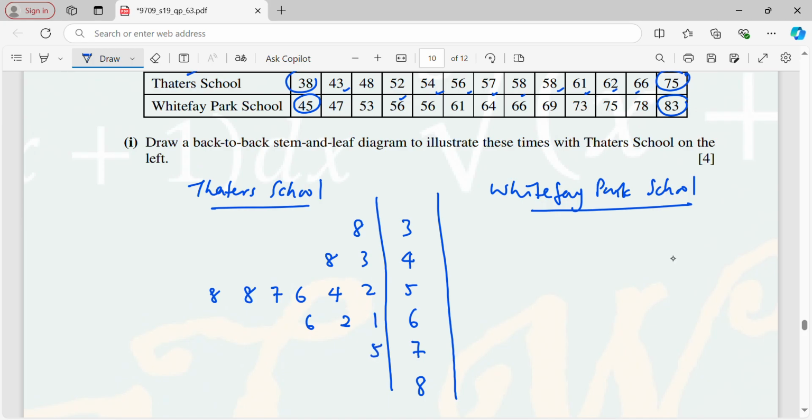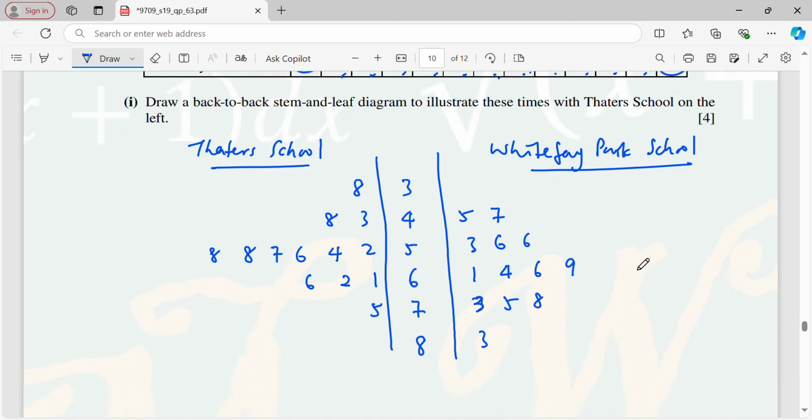The second school will be 45, 47, 53, 61, 64, 66, 69. So I will just write down the second figure. Then 7, 3, 5, 8. Lastly 83.